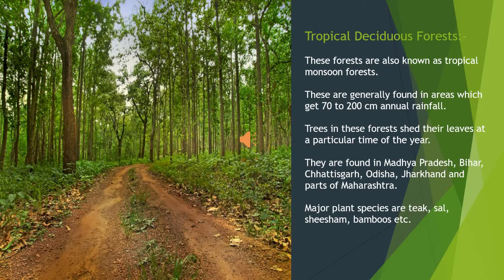Next is tropical deciduous forest. Tropical deciduous forests are also known as tropical monsoon forest. These are generally found in areas which get 70 to 200 centimeter annual rainfall. Trees in these forests shed their leaves at a particular time of the year. They are found in Madhya Pradesh, Bihar, Chhattisgarh, Odisha, Jharkhand and different parts of Maharashtra. Major plant species are teak, sal, shisham and bamboo, etc.